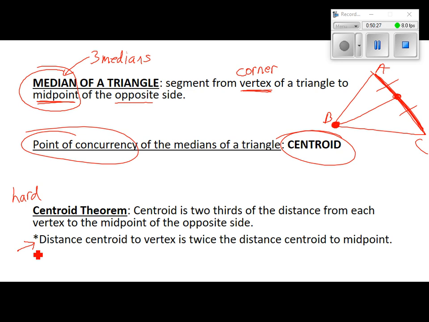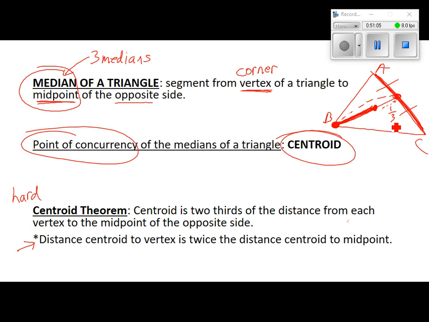So if I tell you that the centroid is right there, that point is your centroid. The way this theorem is saying it, this distance is 2/3 of the entire distance. So if this part is 2/3, that means this part over here is what part? 1/3. Now a lot of students don't like that because you're stuck in fractions there.